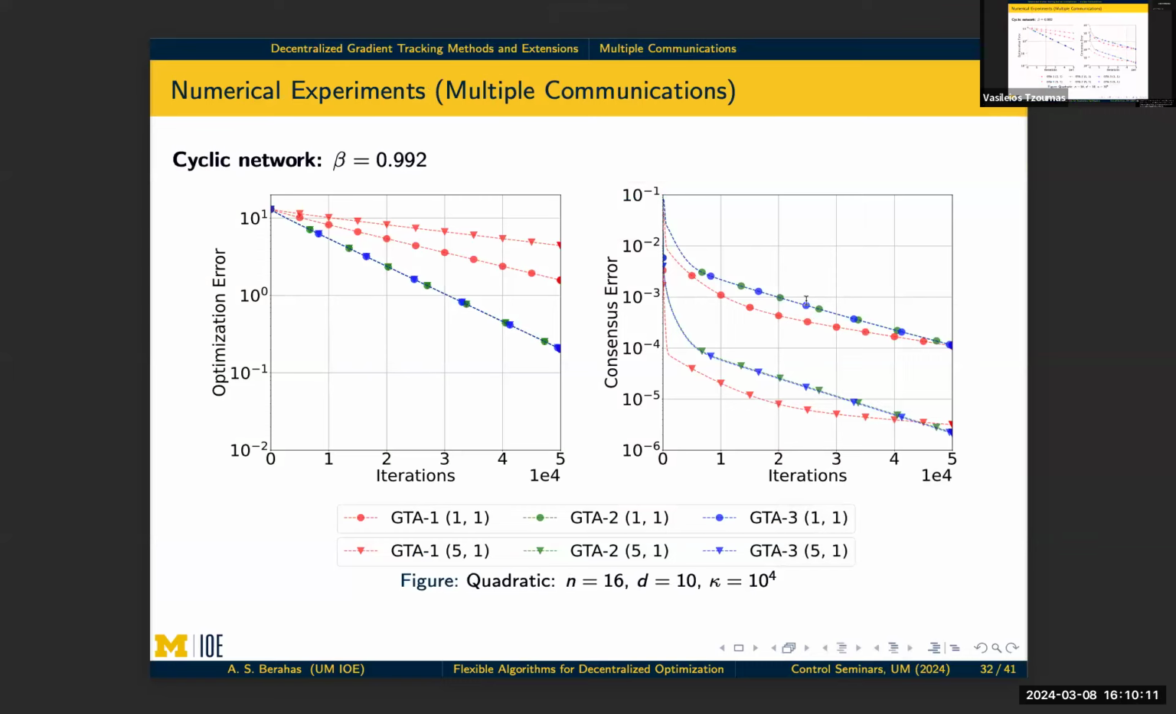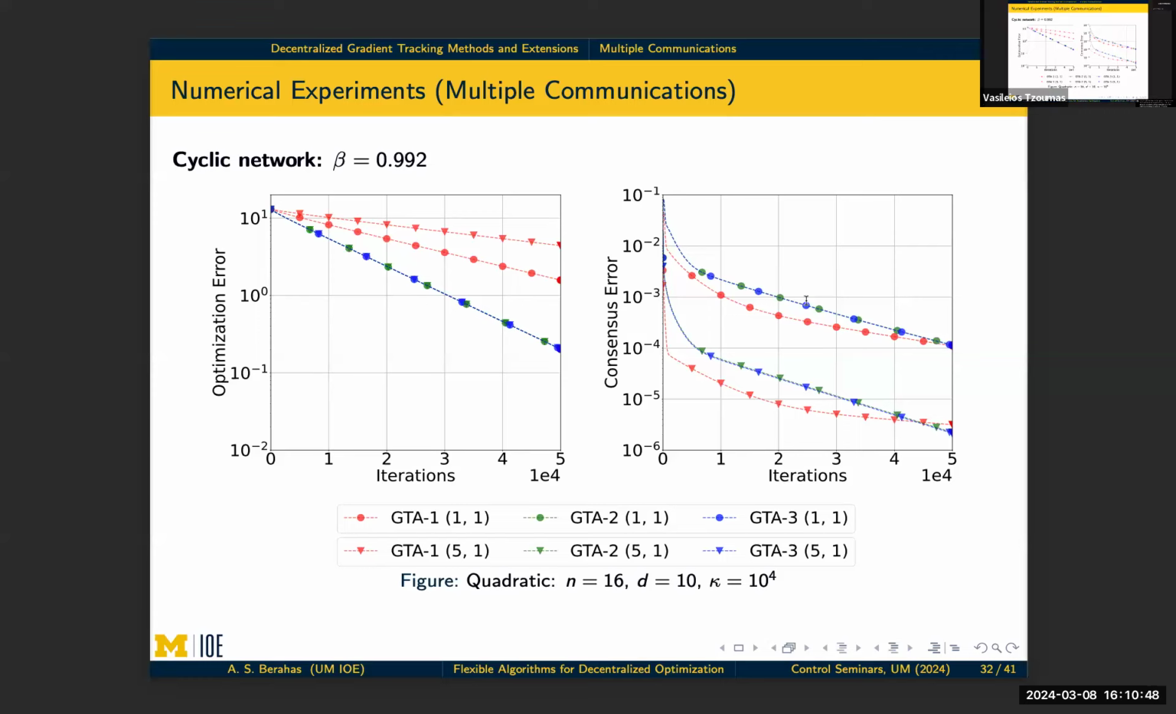Just to show you a couple of experiments, what we have here is the same problem as before. Now, instead of just doing the benchmark lines that were the circle with the circle markers, we have the triangle markers, and 5-1 means that you're communicating 5 times per computation. What we see in terms of optimization error is that the performance doesn't change too much. With GTA1, it seems to have a negative effect in terms of the optimization error. That's not too surprising. But in terms of consensus error, you're communicating more often, so all the methods are better. So that's not surprising.